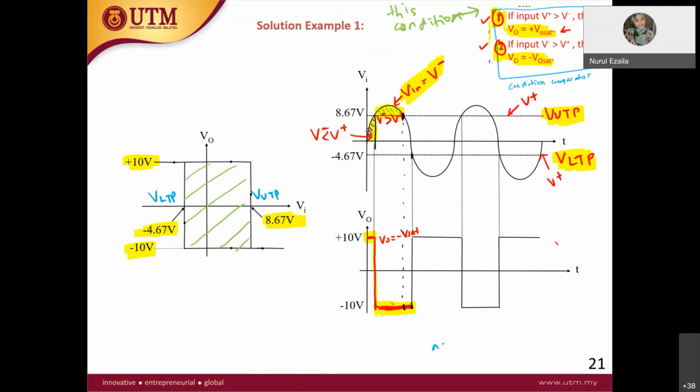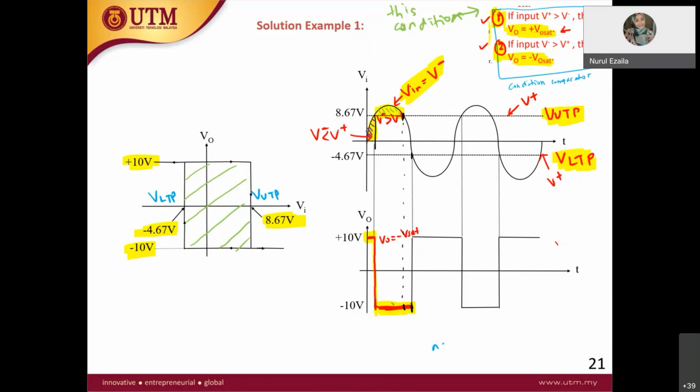It is negative V out saturation up to this point. All right, so we remember that. So for this particular region, it touched VUTP and VLTP. Therefore, you take the previous value. In this case, the previous value is negative V out saturation. There you go. You find another cycle.